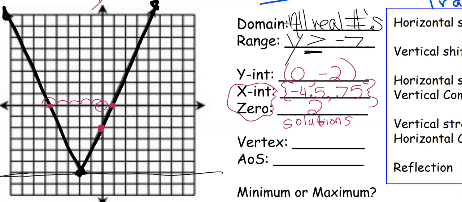So that, they're all possible, but the two solutions is the most typical. Now, let's continue on. Our vertex, what are the coordinates of the vertex, the point of reflection down here? What are its coordinates? -2 and -7.